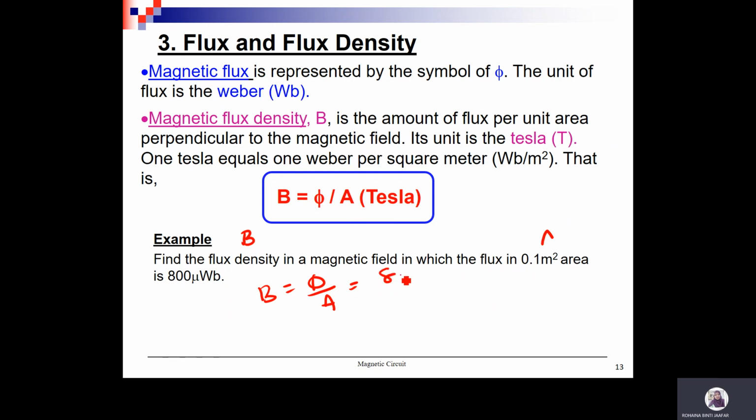So your Phi is 800 micro over 0.1 meter square. So use your calculator, you will get 8 times 10 power of minus 3 Tesla. So this is the simple example.